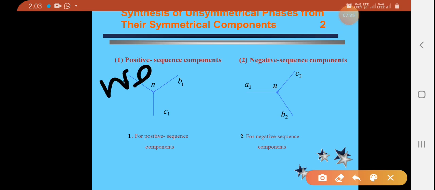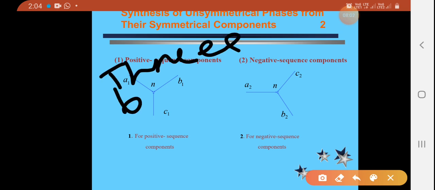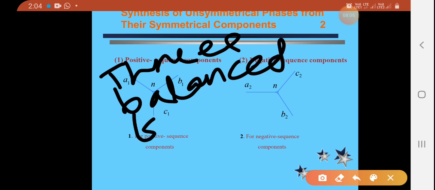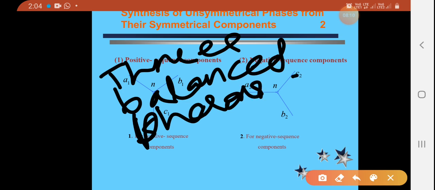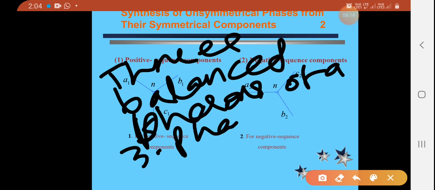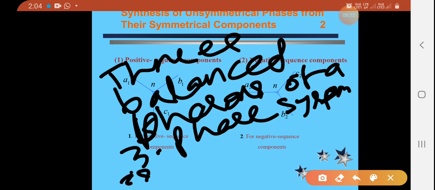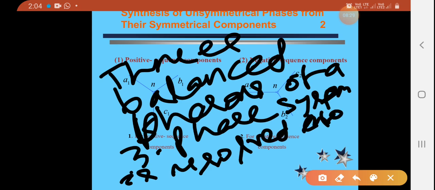When we talk about the synthesis of unsymmetrical phasors from symmetrical components, when our system is three-phase, the three unbalanced phasors of a three-phase system are resolved into three balanced systems.